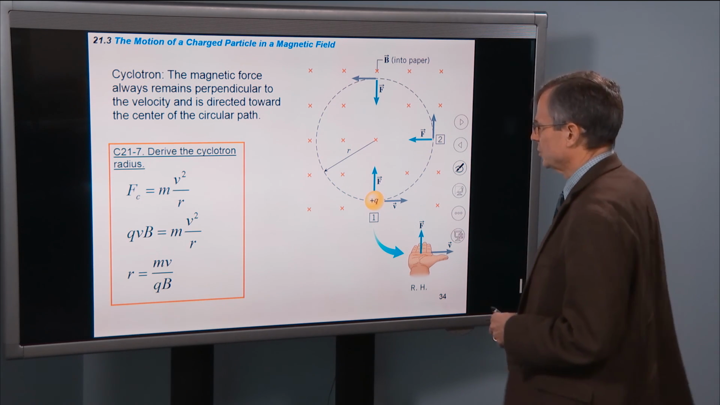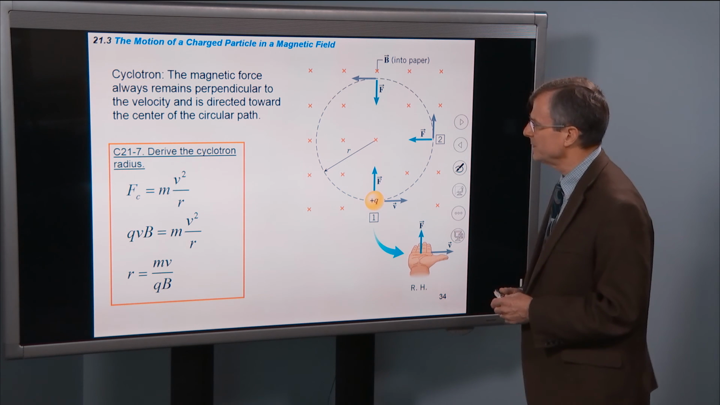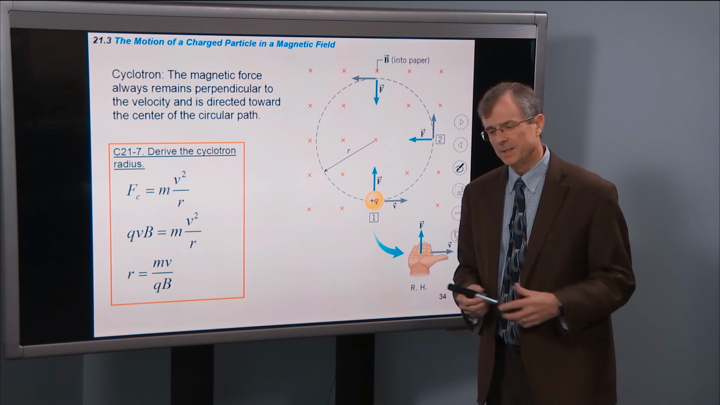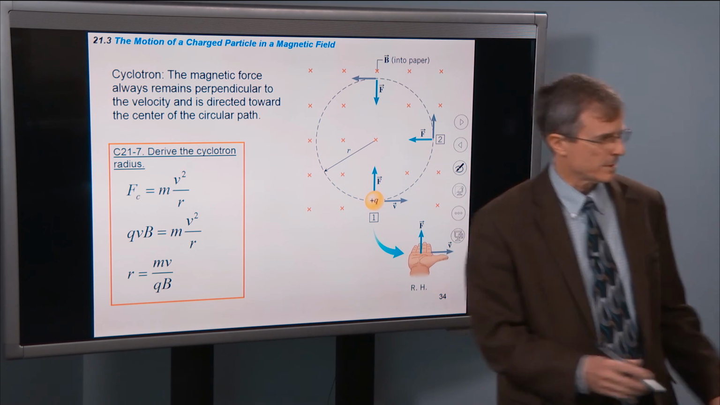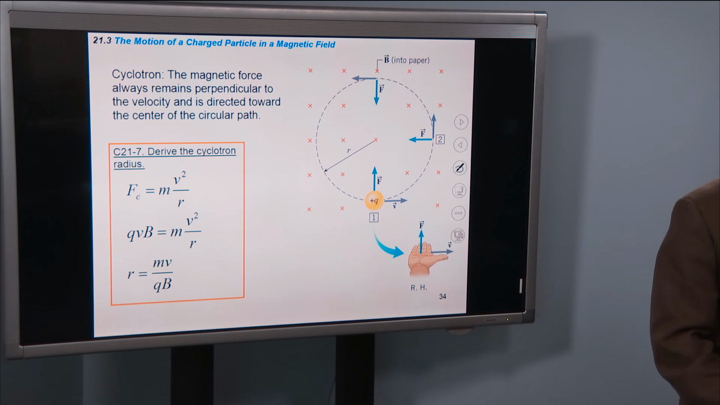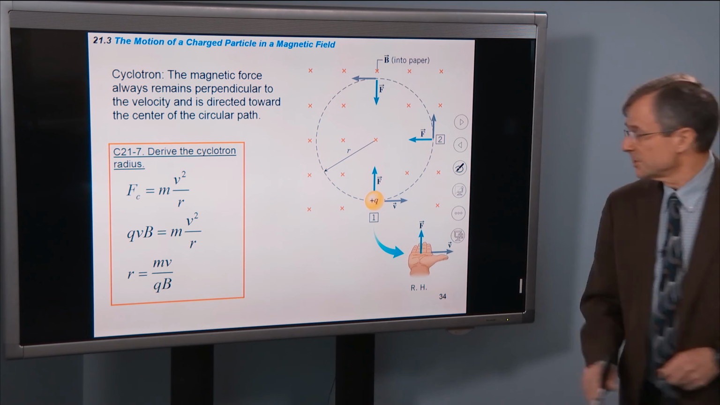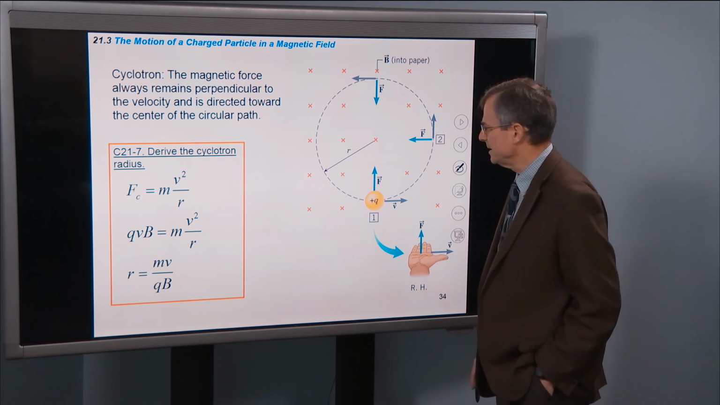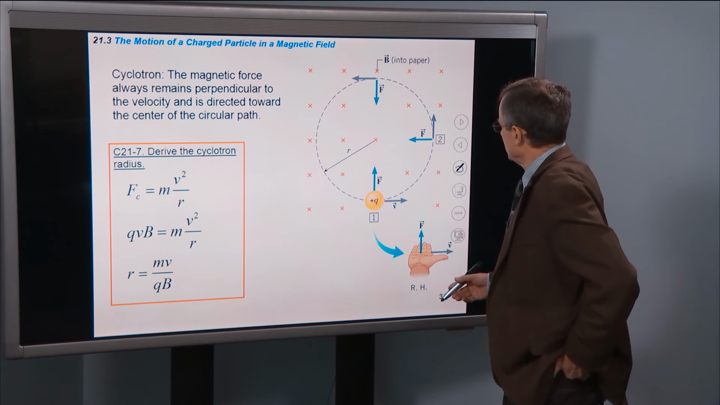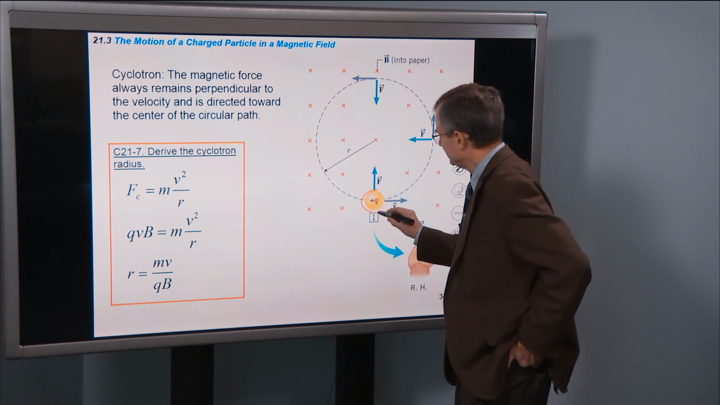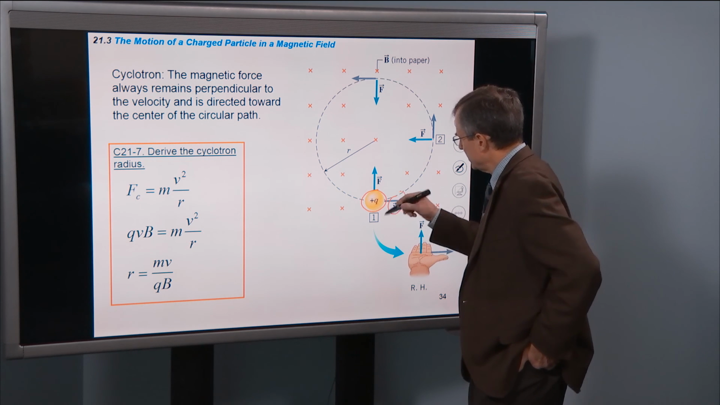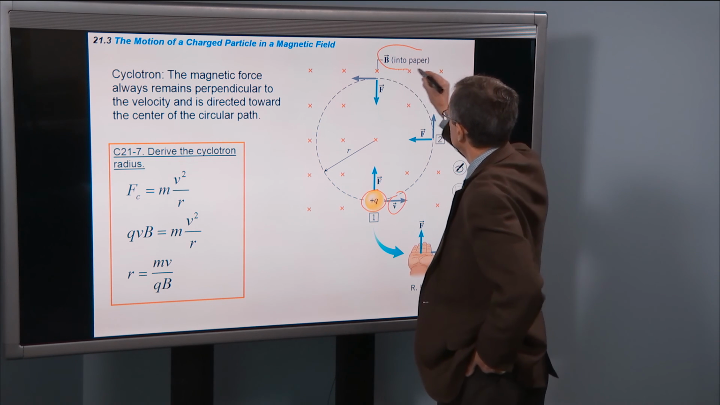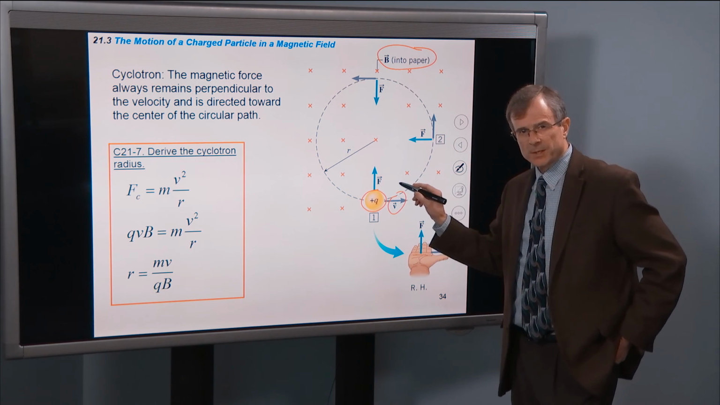Let's talk about a cyclotron. The magnetic force always remains perpendicular to the velocity and is directed toward the center of a circular path. This is what physicists call a central force. So what we're going to do is to derive the cyclotron radius. So here's a positively charged particle. Here's its velocity to the right, and there's a magnetic field that's into the paper. So let's verify the direction of this force.